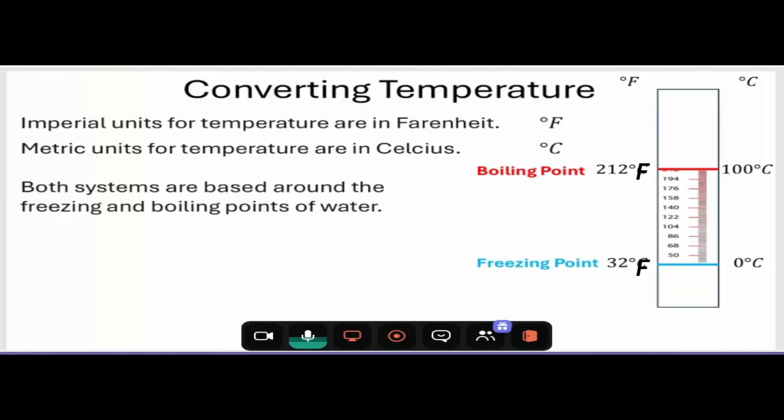And then you can break that into 180 equal pieces, because 32 to 212 is 180, and each one of those pieces is 1 degree Fahrenheit going up. You can see that with the Fahrenheit temperatures, you can drop down below 32 but still above 0, and you're in the freezing range, right?